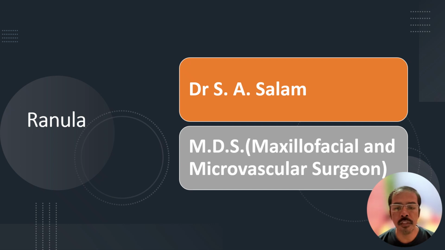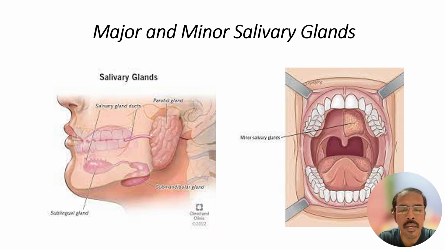Hello friends, in this video we will discuss ranula. We have three pairs of major salivary glands. These are the parotid glands, submandibular glands and the sublingual glands. The parotid and the submandibular glands are located outside the oral cavity, whereas the sublingual glands are located within the oral cavity below the tongue, or in the floor of the mouth.